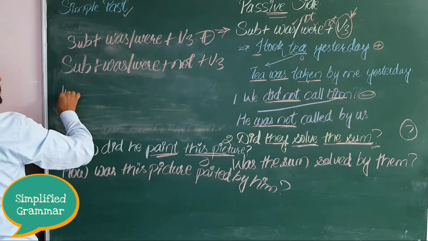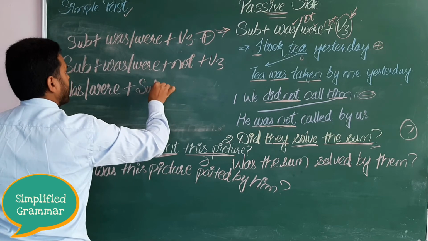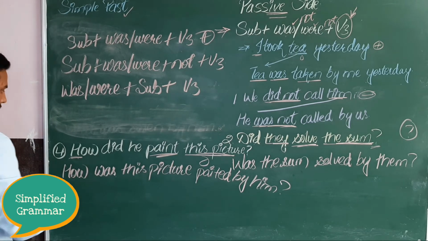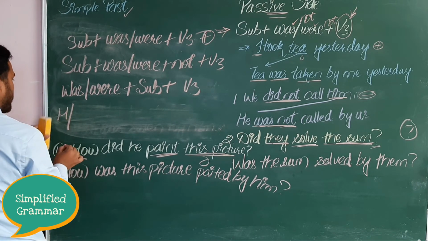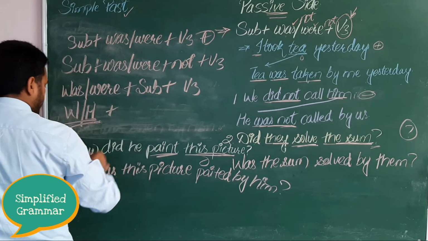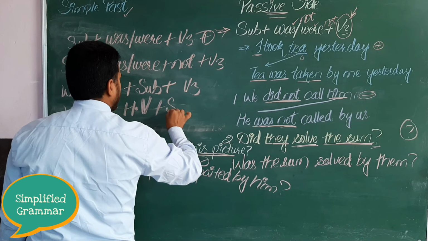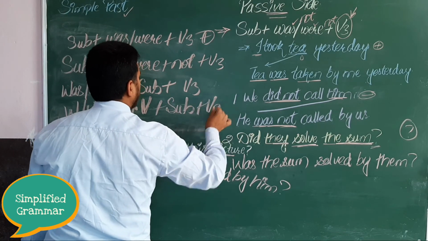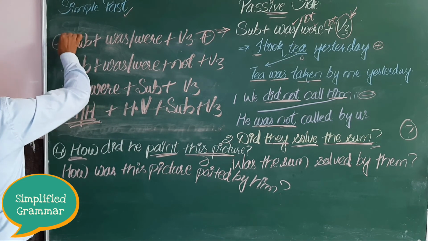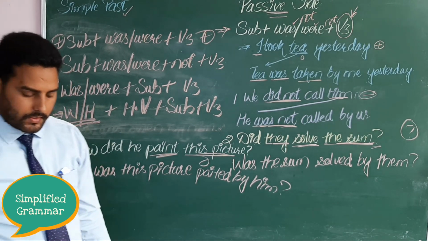Then for interrogative sentence, was and were, then your subject, then your third form of the verb. Then when you have to change these WH words, this WH word will be as it is here, WH plus then there will be helping verb, then your subject, then your third form of the verb. So these are the particular structures of the rules that you have to follow. This is for the positive, this is for the negative, and interrogative, this is for WH words. So I hope you understood these rules and regulations.